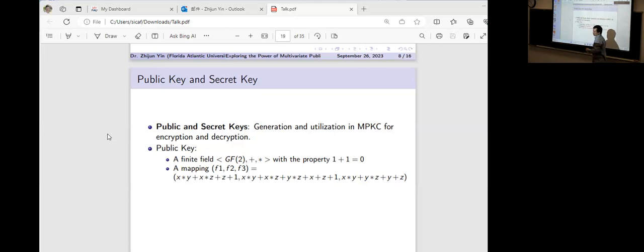For F2: X times Y, 0 times 0; X times Z, 0 times 1, 0; Y times Z, 0 times 1, 0. And X is zero, Z is one, and one plus one is zero. So F2 is also zero. Then F3: X times Y, 0 times 0, 0; Y times Z, 0 times 1, 0; 0 plus 0 is 0. Then Y is 0, Z is 1, so we get 1. Therefore, 0, 0, 1.